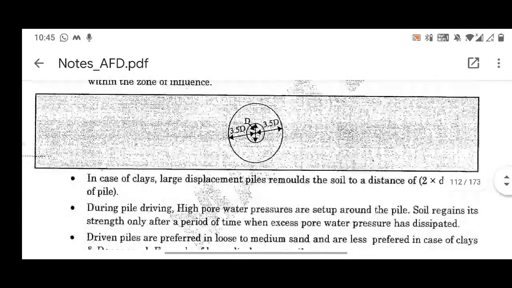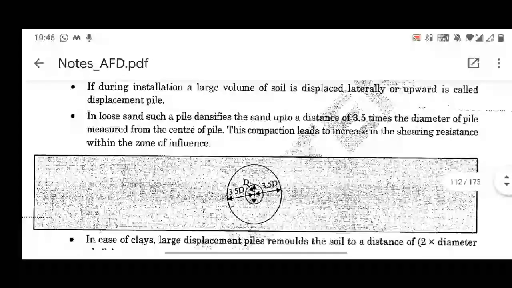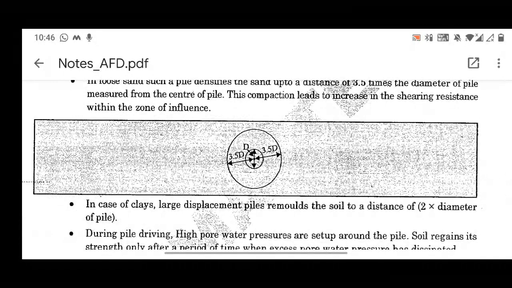So once you install a pile, or a large displacement pile is going into the clay, there will be molding of the soil mass, right? So this is what we call remolding of the soil, and in this case the zone of influence will be twice the diameter of the pile. So please remember this point: for loose sand it is 3.5 times the diameter of the pile shaft, for clays it is twice the diameter of the shaft.